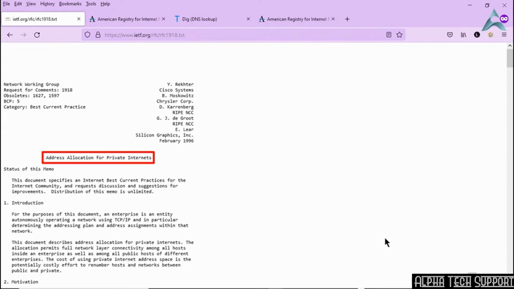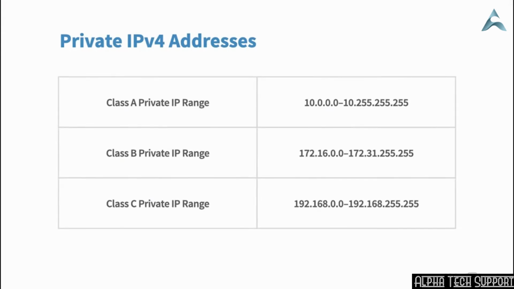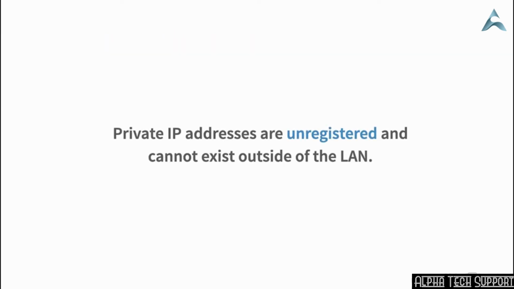In 1996, RFC 1918 outlines a method called private IP addressing that became a standard way to provide IP addressing for inside a LAN. The following are private IP addresses. We see here the Class A private IP range, Class B private IP range, and Class C private IP range. And you should become familiar with these ranges if you aren't already. Private IP addresses are unregistered and cannot exist outside of the LAN.